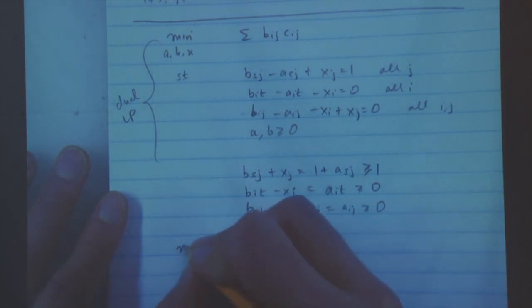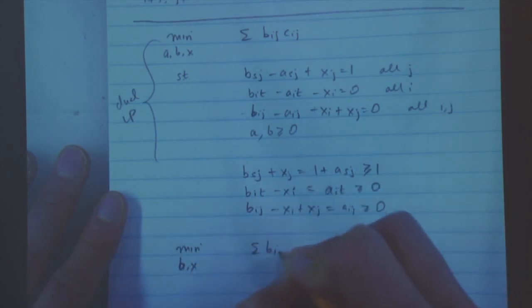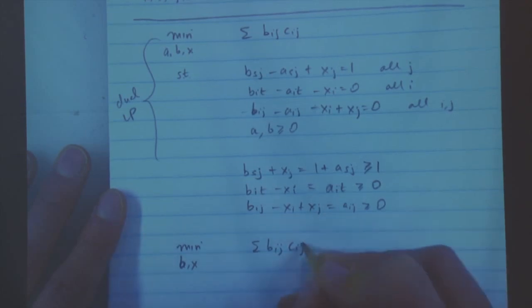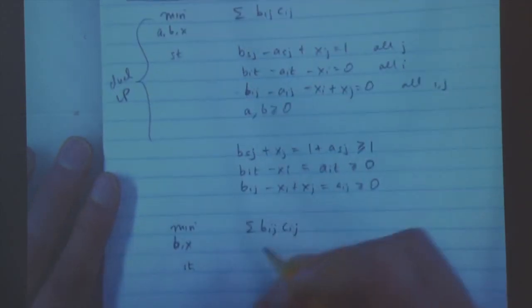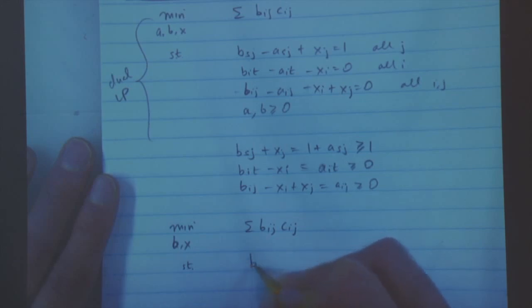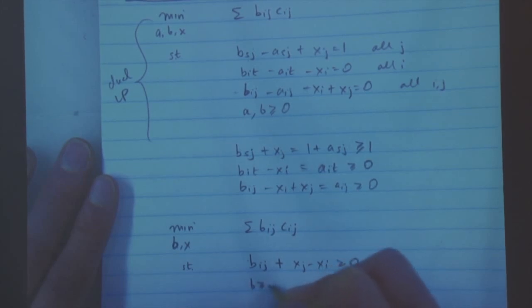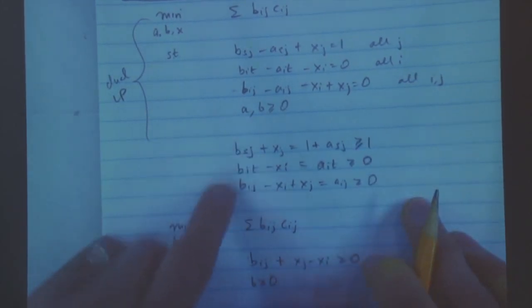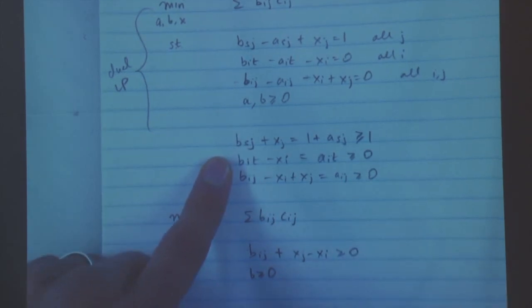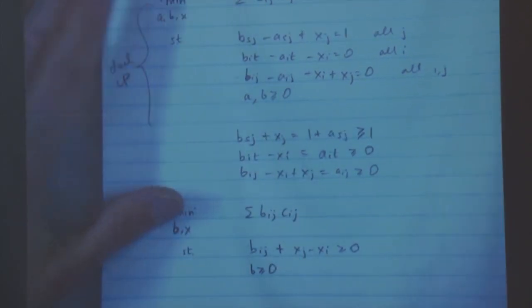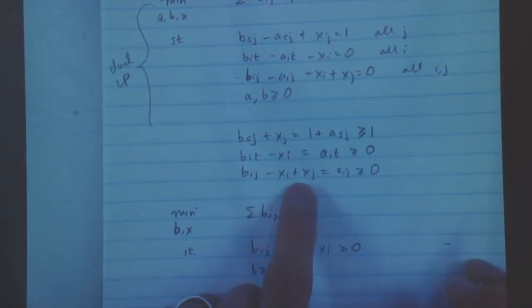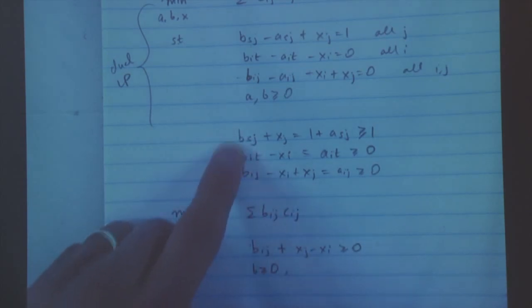I claim that I get the following program. Minimize over all b and x of the same criterion, subject to the constraints that bij plus xj minus xi is bigger than or equal to 0. B is non-negative. So I'm going to actually capture both of these two constraints by introducing two more components of x. Right? X only lives on all the nodes except for the source and the sink. That's what makes these two equations a bit exceptional.